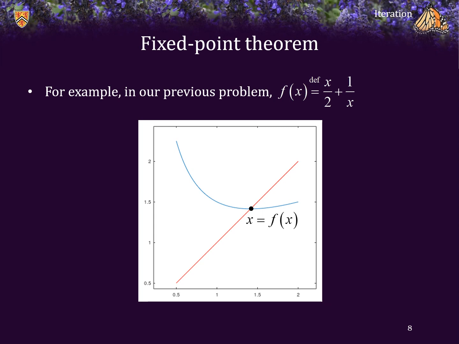Now, what is that point? Well, x equaling x over 2 plus 1 over x, we can subtract x over 2 from both sides. And now let's cross multiply both sides by x, multiply both sides by 2, and we get that this is true if and only if x squared is equal to 2. In other words, yes, the point at which this function f at x equals x is when x equals plus or minus the square root of 2.